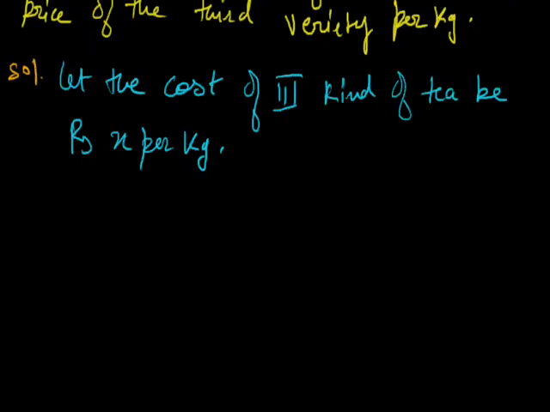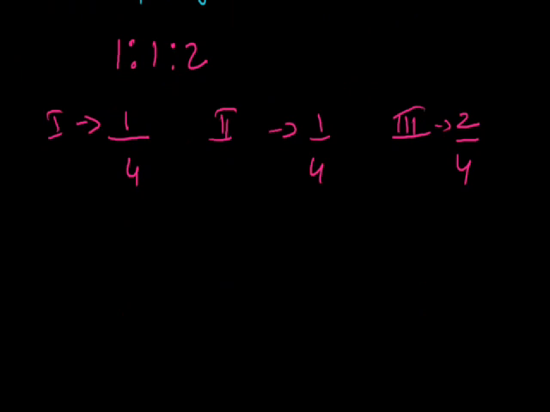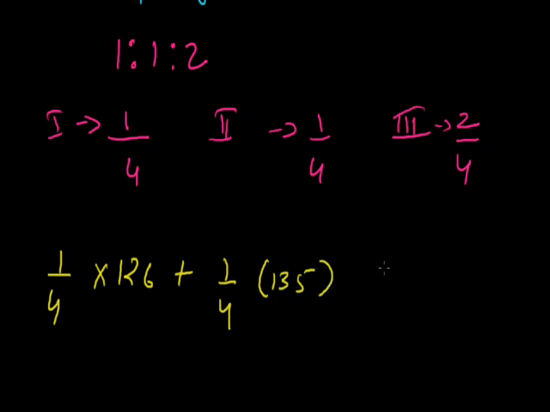Now see, the total ratio is 1:1:2. So we can say first kind will be 1/4, second kind will be 1/4, and the third kind will be 2/4. So I can write that 1/4 of the first cost, that is rupees 126, plus 1/4 of the second kind plus 2/4 of the third kind will give you the total amount of 153.